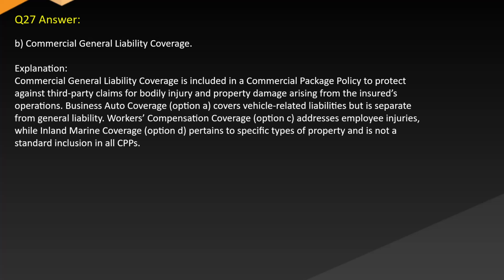Explanation: Commercial general liability coverage is included in a commercial package policy to protect against third-party claims for bodily injury and property damage arising from the insured's operations. Business auto coverage, option A, covers vehicle-related liabilities, but is separate from general liability. Workers' compensation coverage, option C, addresses employee injuries, while inland marine coverage, option D, pertains to specific types of property and is not a standard inclusion in all CPP.